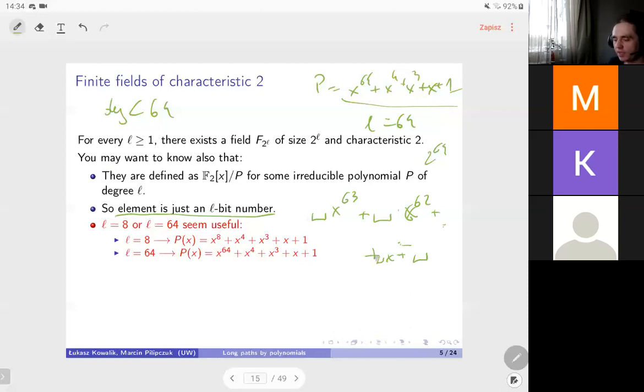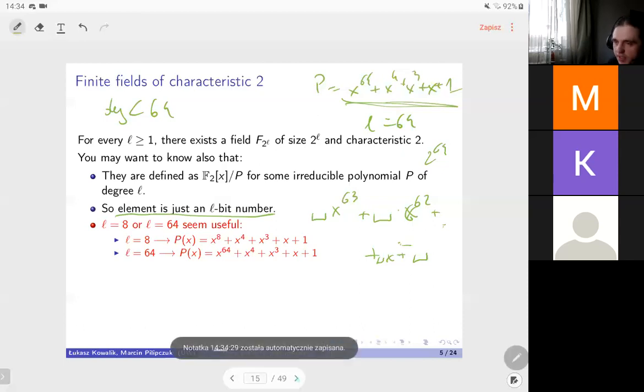And the 64-bit numbers multiply as polynomials. How do you make operations on this field? Just multiply them as polynomials and then take the modulo this polynomial. I mean, this is one irreducible polynomial of degree 64 I wrote here, okay? And it has small Hamming weight.